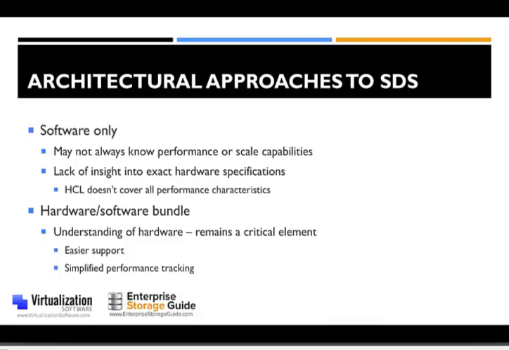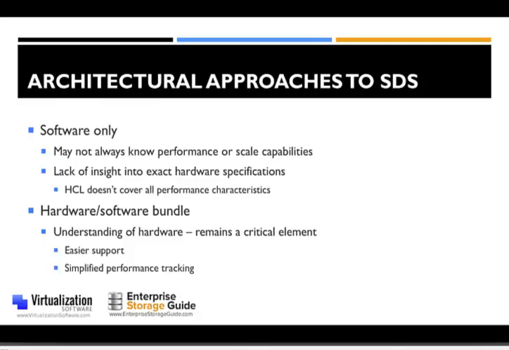So you have to buy hardware that's on an HCL, a hardware compatibility list. And while the vSAN layer may work with all the hardware that's on the HCL, you don't get insight into the exact hardware specifications, which makes it a bit more difficult to support and a bit more difficult to get a good expectation of what the performance capabilities are really going to be of the environment.